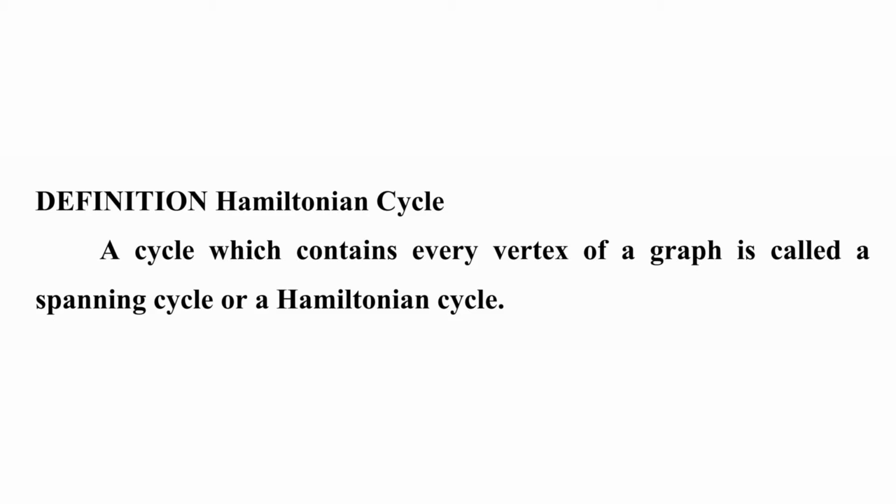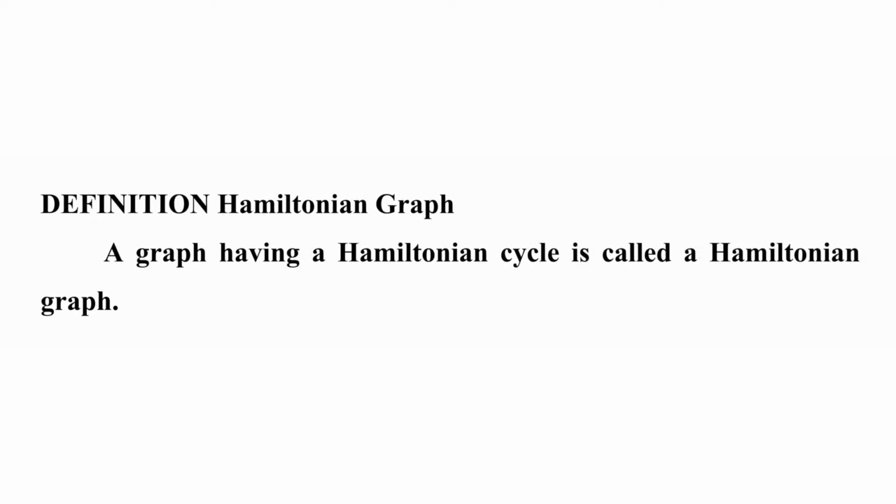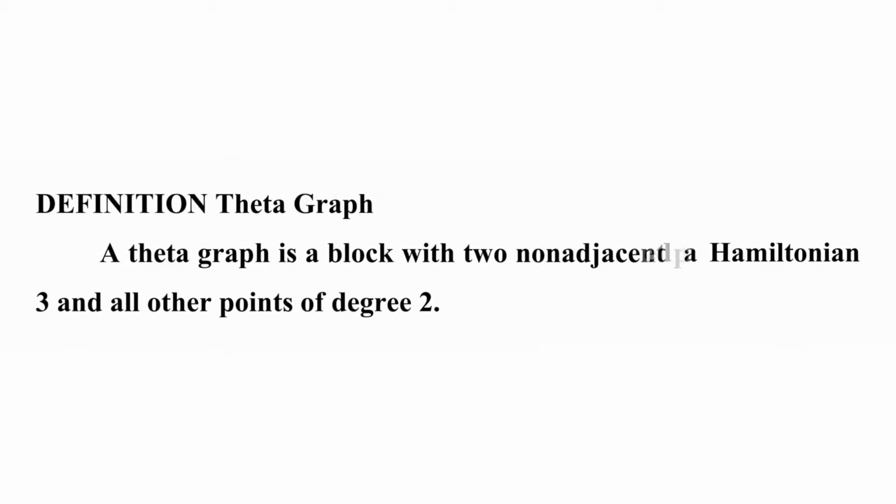Now let us see the definition of a Hamiltonian cycle. A cycle which contains every vertex of a graph is called a spanning cycle or a Hamiltonian cycle. Now let us find out when a graph is a Hamiltonian graph. A graph having a Hamiltonian cycle is called a Hamiltonian graph. Next, let us see the definition of a theta graph. A theta graph is a block with 2 non-adjacent points of degree 3 and all other points of degree 2.